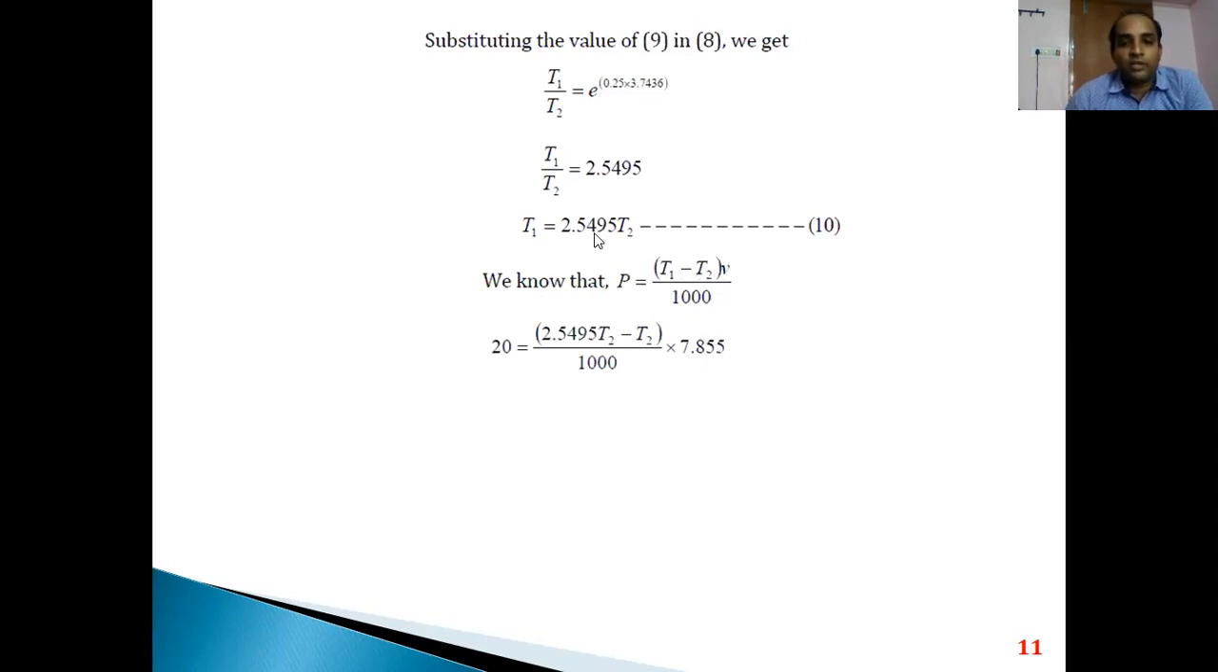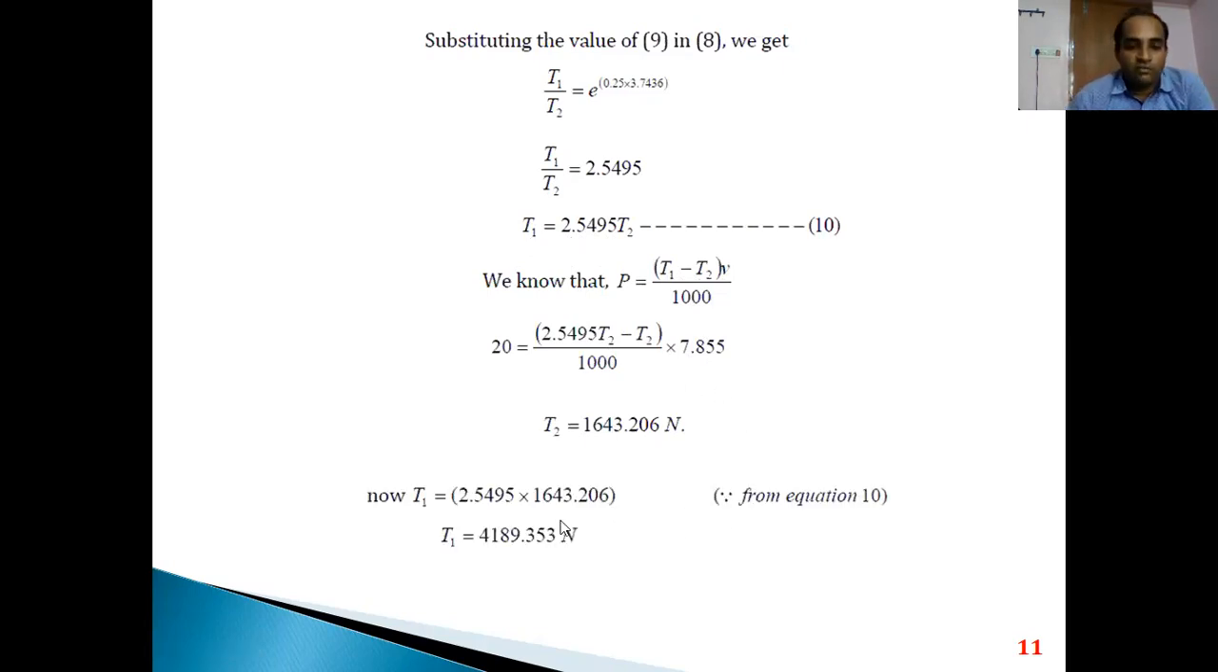So once we substitute the value of T1 here in terms of T2, we can write the value of T2 as 1643.206 newtons. Once we get the value of T2, substitute in equation number 10, and we get the corresponding value of T1 also. So we have substituted and we have got the value of T1 as 4189.353 newtons. So in this way, you can find out the tensions.